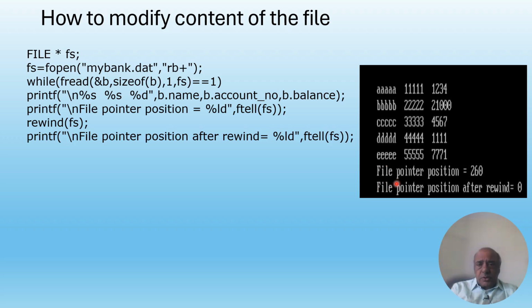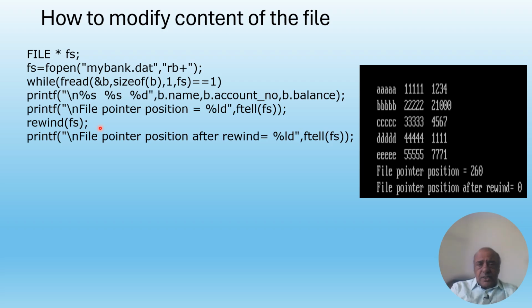Now this file pointer position is equal to 260. This is the output which we get after the function ftell is executed. So what this printf function does is it gives us the current position of the file pointer, which we see is location number 260.